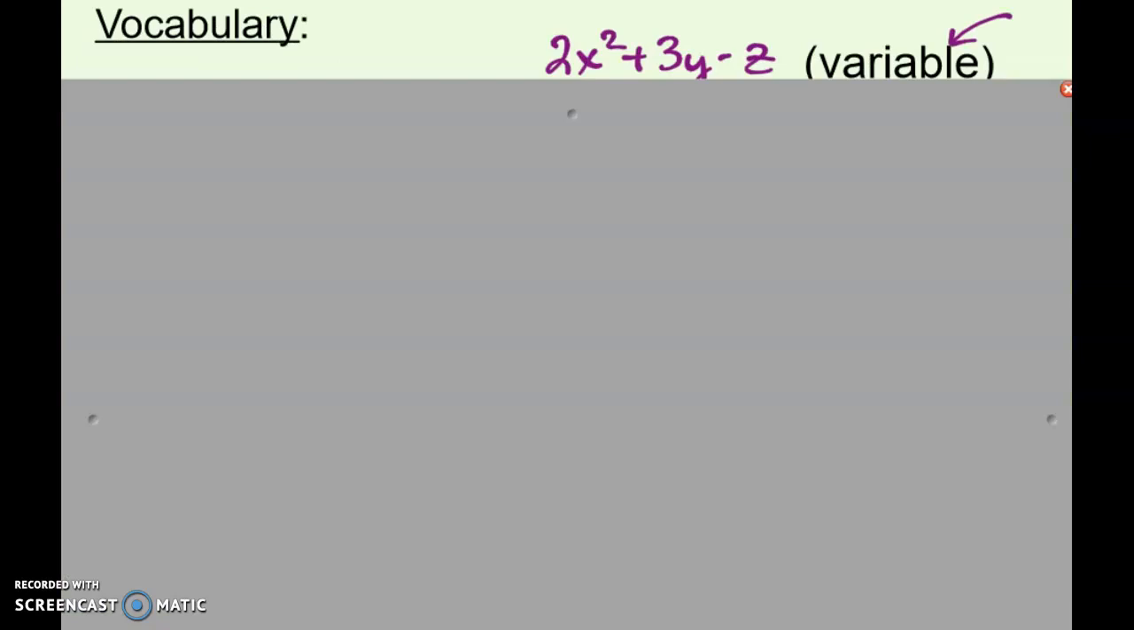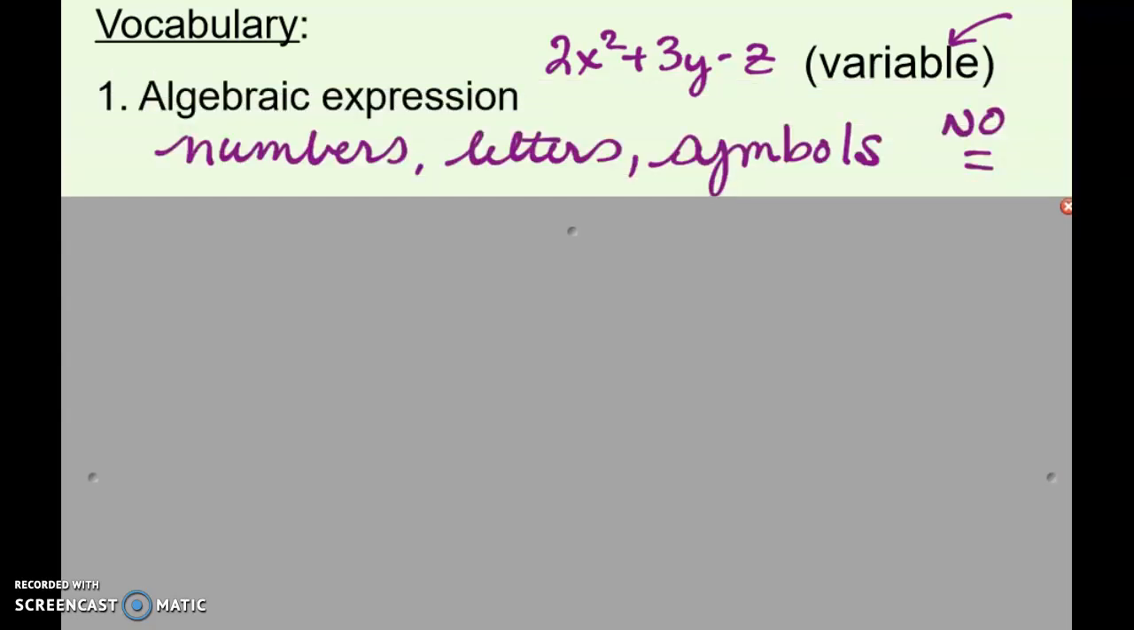So we're going to start with some vocab. This section is kind of an introduction to a lot of concepts that we're going to use for the whole chapter. So a lot of important vocabulary here. The first one is algebraic expression. What is an algebraic expression? Well, algebraic expressions are numbers, letters, and symbols. Numbers, letters, and symbols. So here's an example.